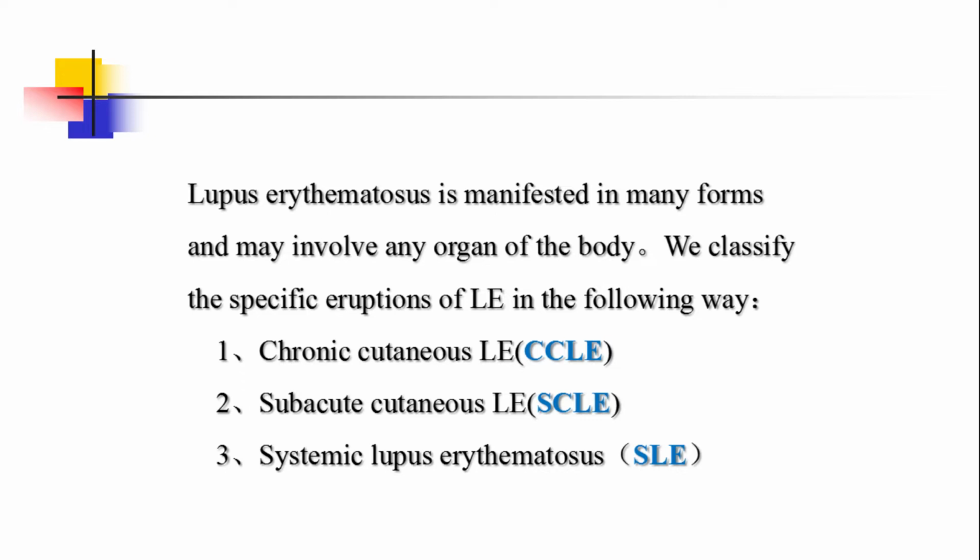We classify the specific eruptions of lupus erythematosus in the following way: 1. Chronic cutaneous lupus erythematosus. 2. Subacute cutaneous lupus erythematosus. And 3. Systemic lupus erythematosus.